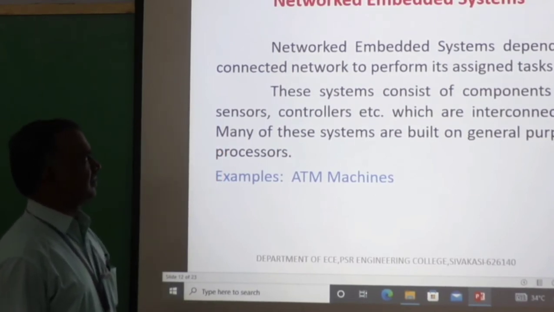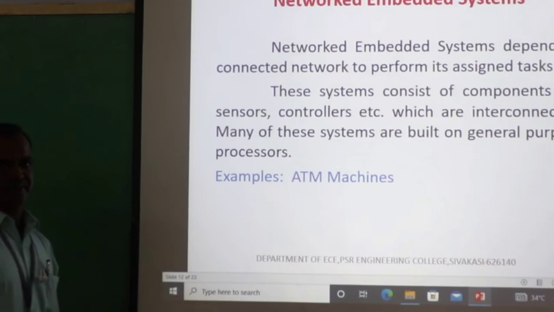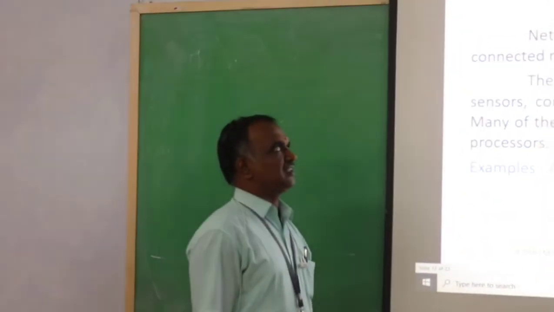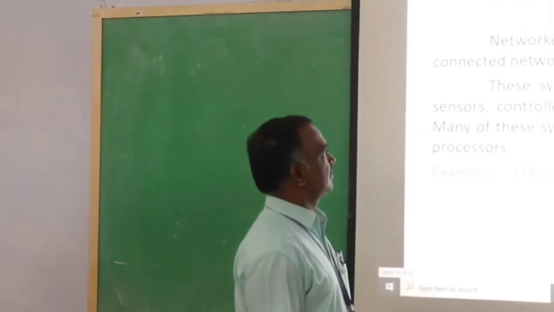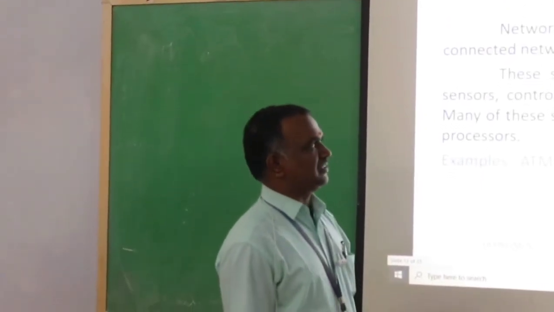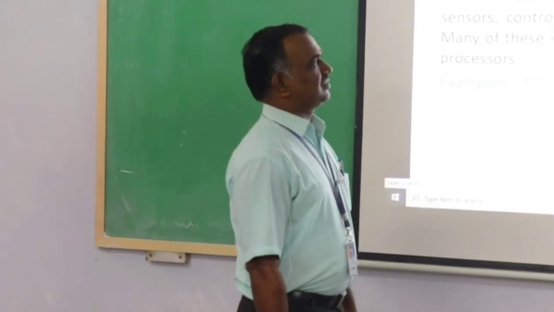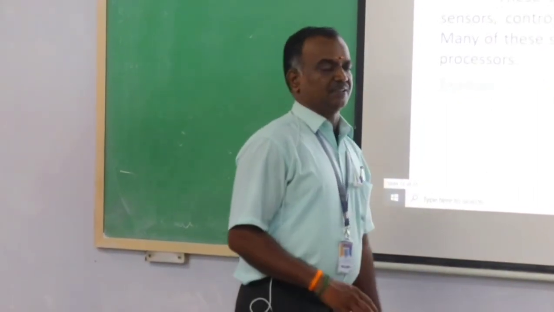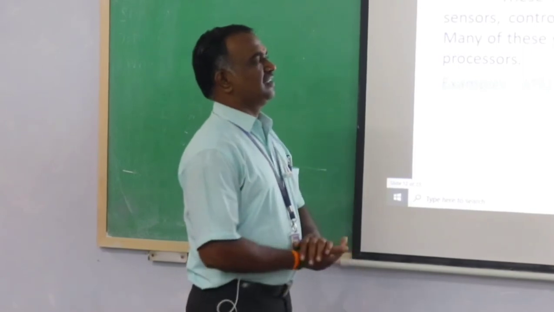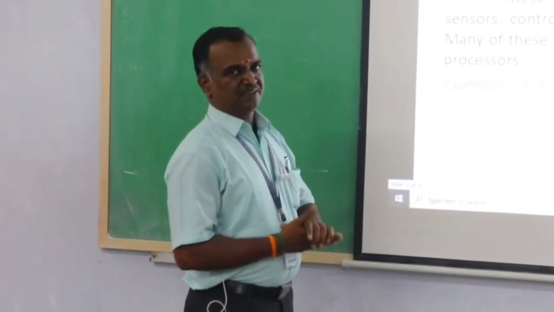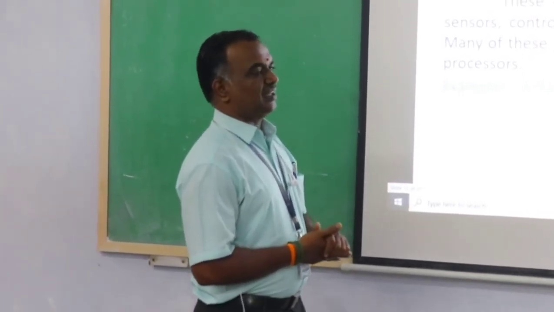An example of a network embedded system is the ATM machine. This is a best example. They depend on the connected network to perform their assigned tasks. Based on the network, it will do the task.